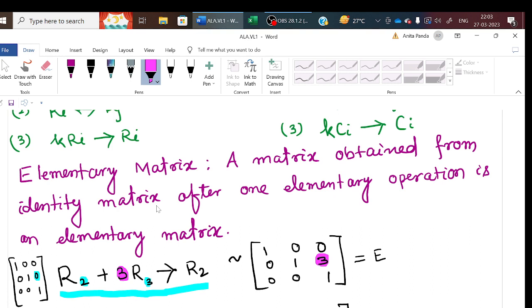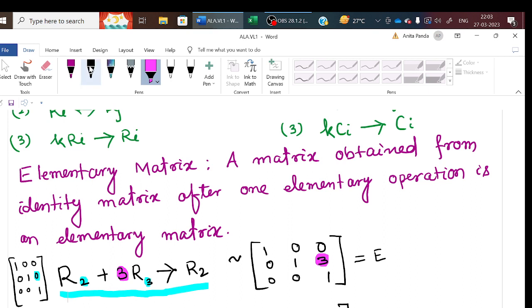How to get it? All of you got it? What have I done? This R2 plus 3R3 stored in R2. The 2, 3 position element, whatever is there in the identity, that 0 I am replacing by this value, that is plus 3. So here it is 3. I got my elementary matrix.